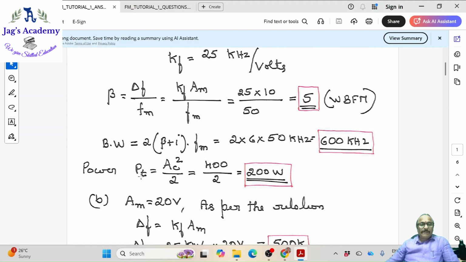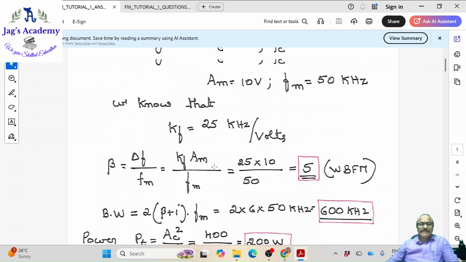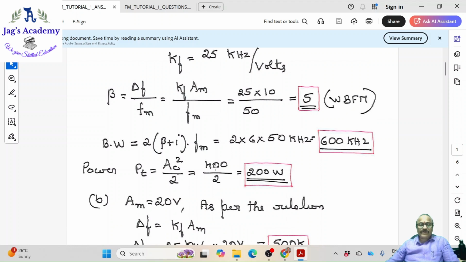Similarly, power. We all know the power of a frequency modulated wave is equal to Ac squared by 2, which is equal to 400 by 2, because Ac given is 20, 20 squared is 400, by 2, so 200 watts.